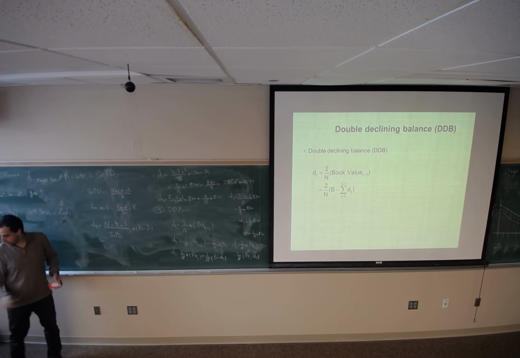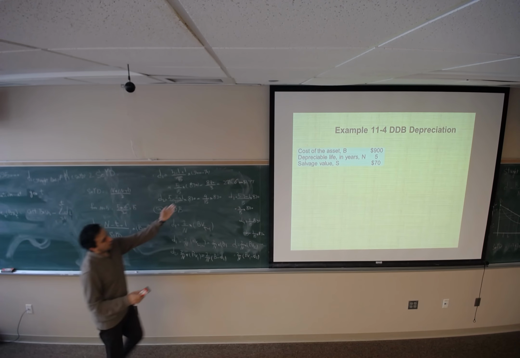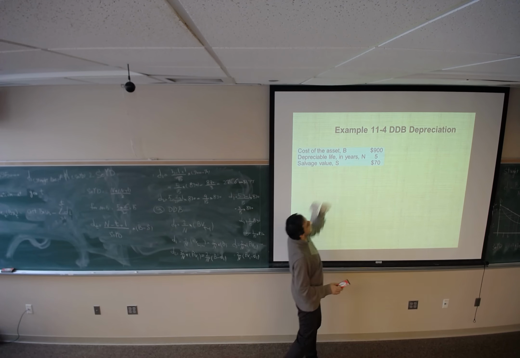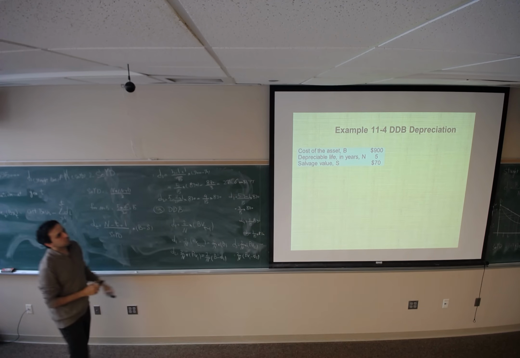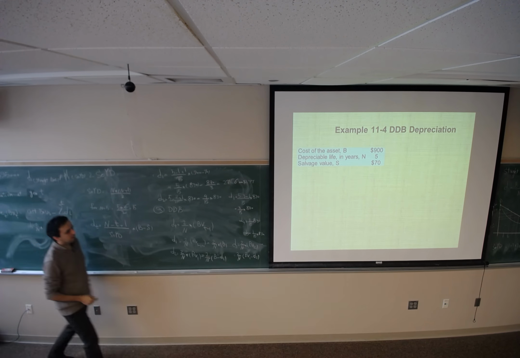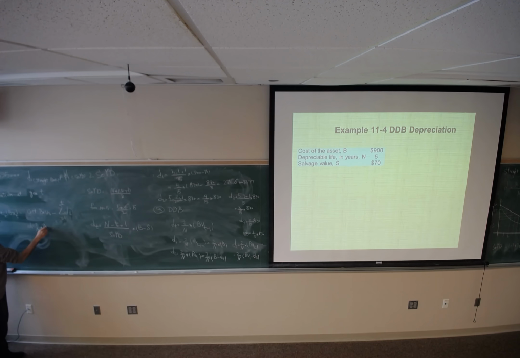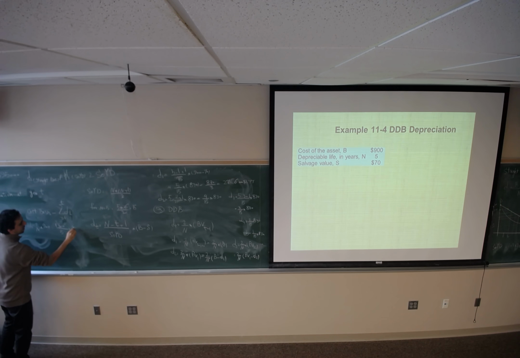So let's just do the calculation for the same example that we did for straight line and sum of the years digit. D1 is 2 divided by n multiplied by $900. 1,800 divided by 5 is going to give us $360.